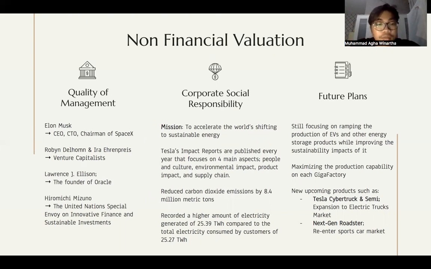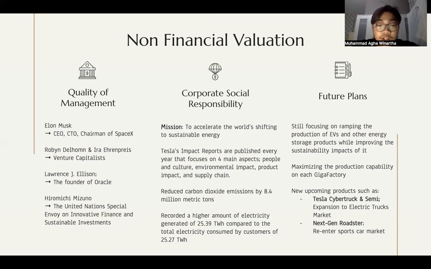Then we have Robyn Denholm and Ira Ehrenpreis, who was previously a venture capitalist. Then we have Lawrence G. Ellison, who is the founder of Oracle. And then we have Hiromichi Mizuno, who has worked at the United Nations as Special Envoy on Innovative Finance and Sustainable Investments. And then we have corporate social responsibility.